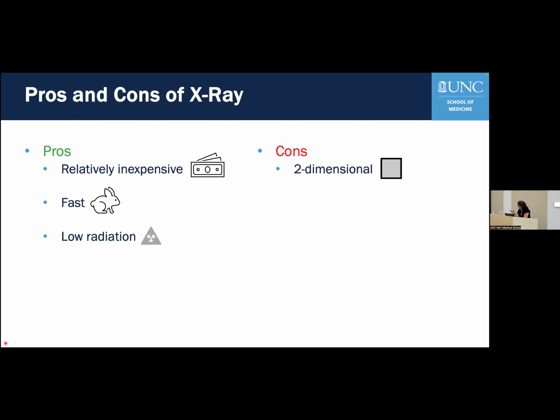Some cons of X-ray: it's a two-dimensional picture. Like what I showed you, when you're looking at the lungs, you're only looking at it from that one two-dimensional view. And the picture is generally lower quality compared to some of the others I'm going to show today.